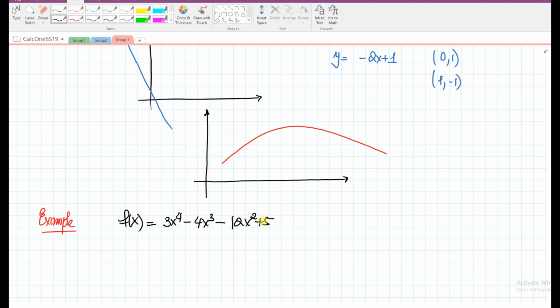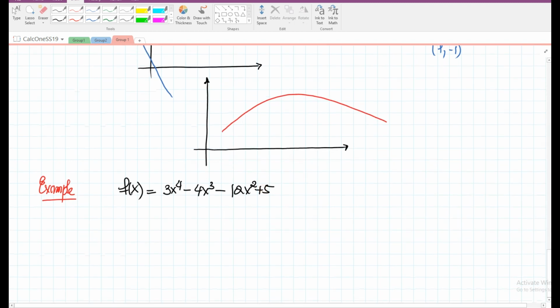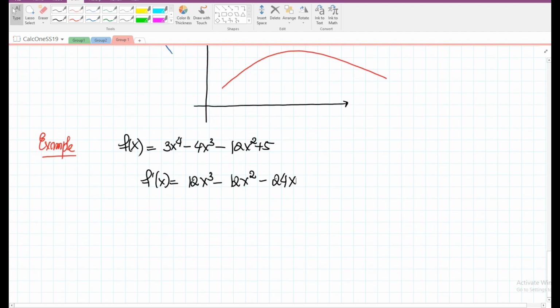In order to do this, we need to find the regions where the derivative is always positive, and the regions where the derivative is negative for all points in that interval. So let us first find the derivative of the function. The derivative will be equal to 12x^3 minus 12x^2 minus 24x plus 0, right? To find where this function is positive and where it is negative, I need to find its roots, then I need to put the intervals, right?